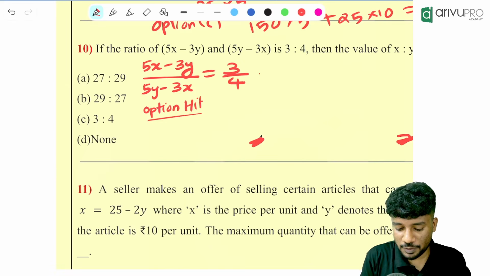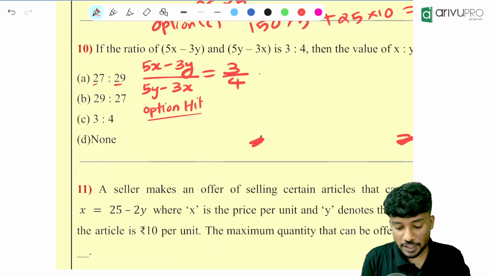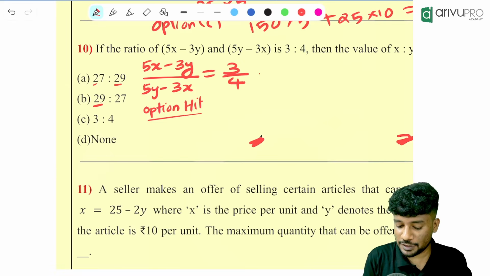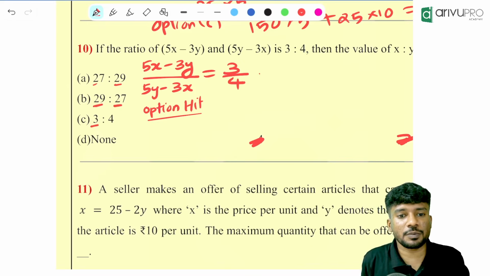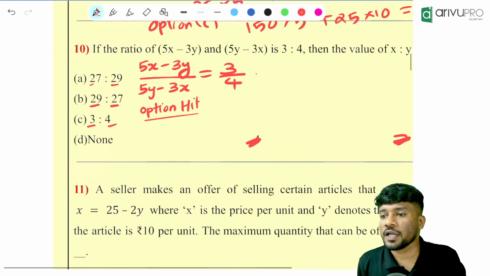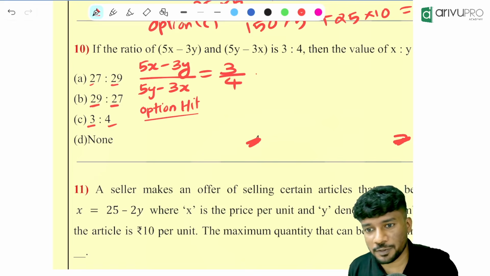Instead of x, you will put 27. Instead of y, you will put 29. Then if that option is wrong, instead of x, you will put 29 and instead of y, you will put 27. If that option is wrong, instead of x, you will put 3 and instead of y, you will put 4. If that option is also wrong, which option will be the answer? None of the above will be your answer.